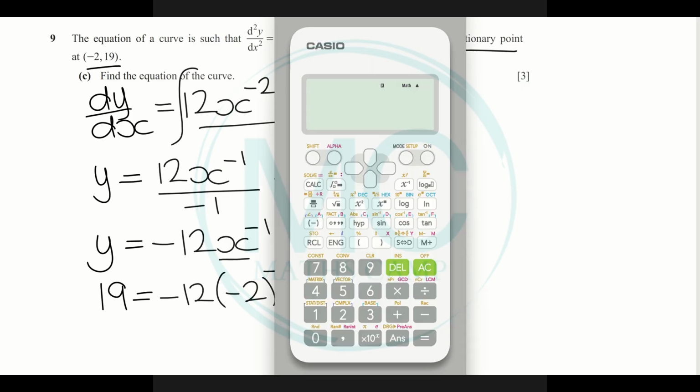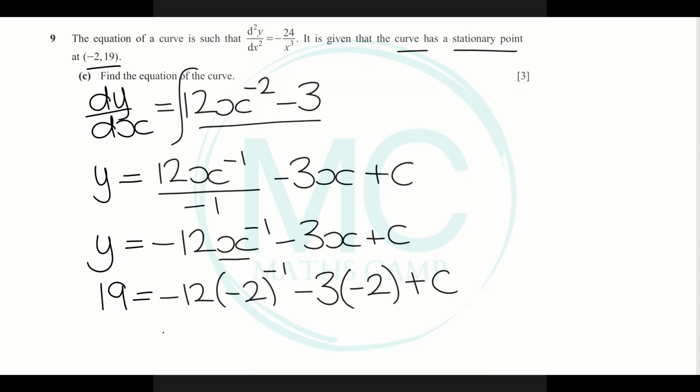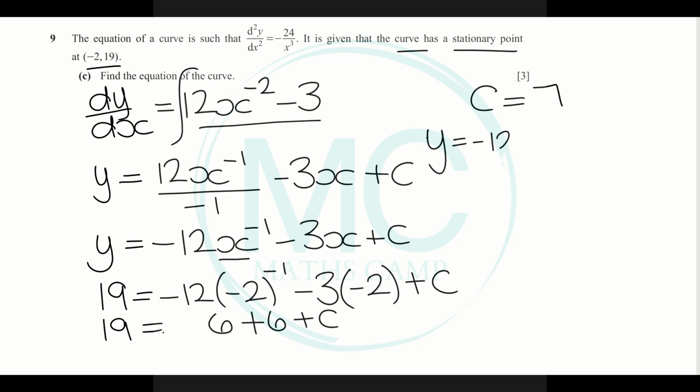Now I can take my calculator. Negative 12 multiplied by negative 2 with an exponent of negative 1 is equal to 6. So this becomes 6. Negative 3 multiplied by negative 2 is positive 6. That's a plus 6 plus c, and this is equal to 19. 6 plus 6 is 12. 19 minus 12 gives me 7. So over here, I'm going to say c is equal to 7. Now we can write our equation for y. Y is equal to negative 12 x with an exponent of negative 1, minus 3x plus 7.